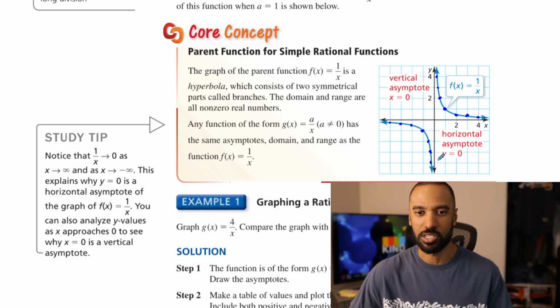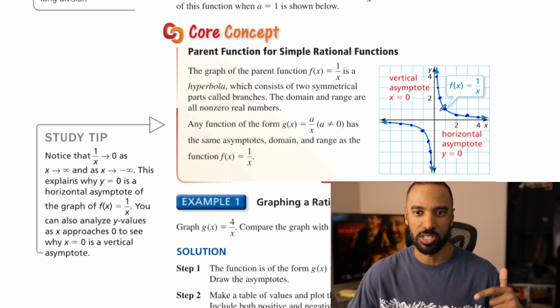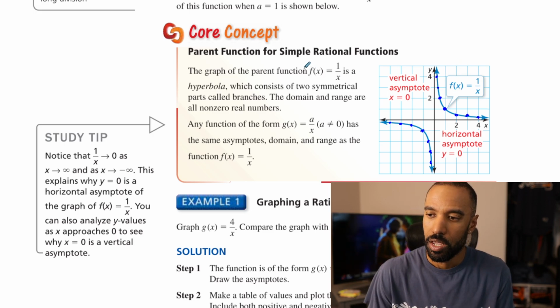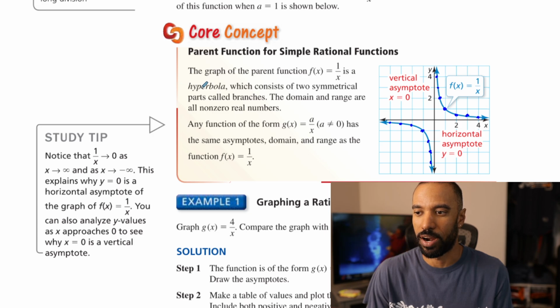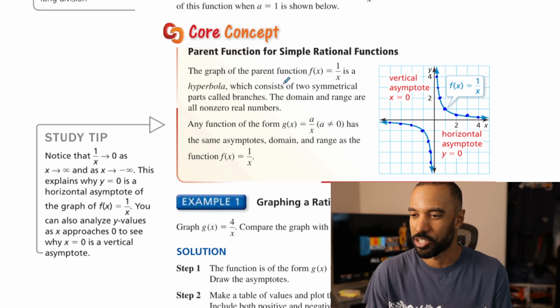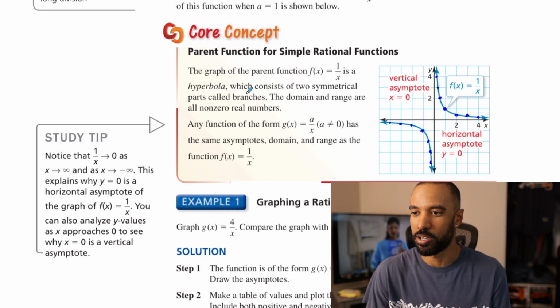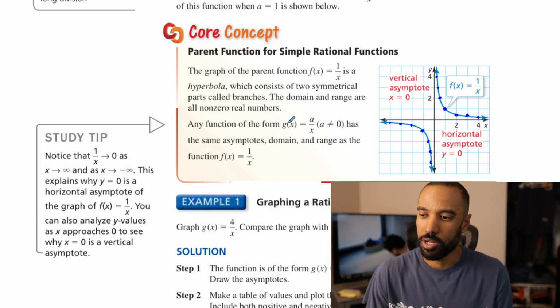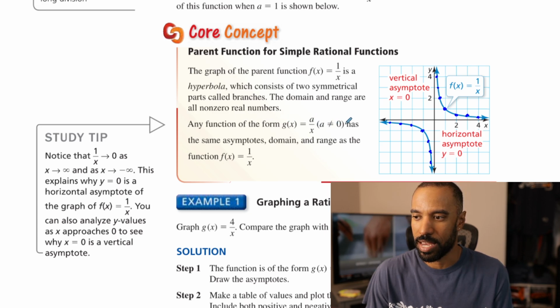Now, I'm going to read what they state before I talk about this in-betweenness here, because if they talk about it, I want to bring it up with them. The graph of the parent function f of x equals 1 over x is a hyperbola. Ooh, you might not know what a hyperbola is. It's a conic section, which consists of two symmetrical parts called branches. I didn't know that. I never called them branches before. The domain and range are all non-zero real numbers. Any function of the form g of x equals a over x, where a doesn't equal 0, has the same asymptotes, domain, and range as the function f of x equals 1 over x. Okay.